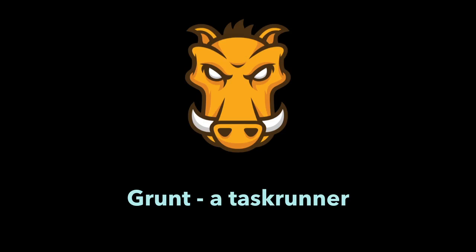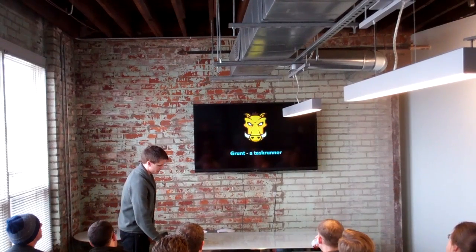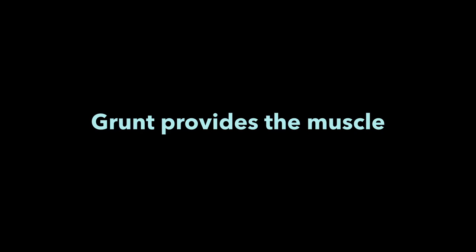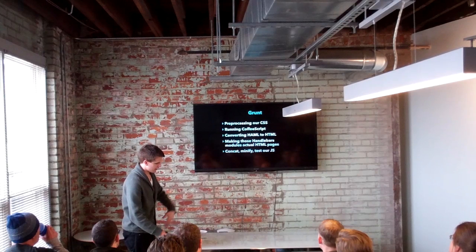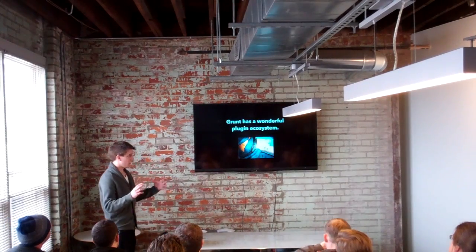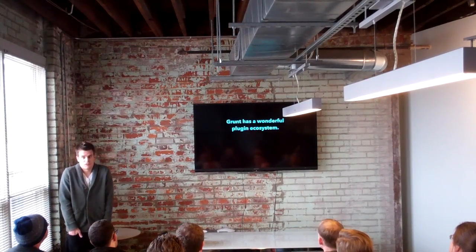Let's break down real quick what those things are individually. So Grunt's the task runner, which we've talked about here before. I like to think of it this way: it provides the muscle. To get started with Grunt, npm install -g grunt-cli. Grunt is going to be responsible for most of the flashy stuff, right? It's going to be responsible for pre-processing, doing the CoffeeScript, handlebars to HTML, that kind of stuff, concatenating and testing. It has an awesome plugin ecosystem.